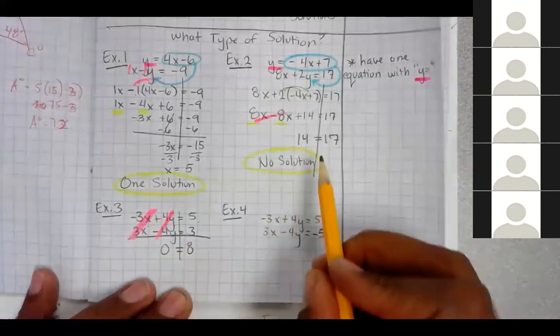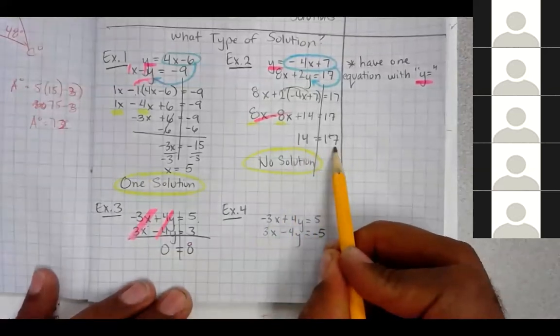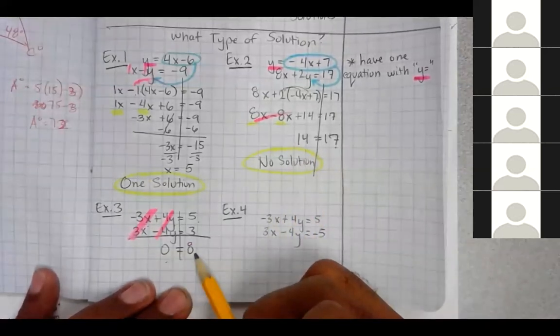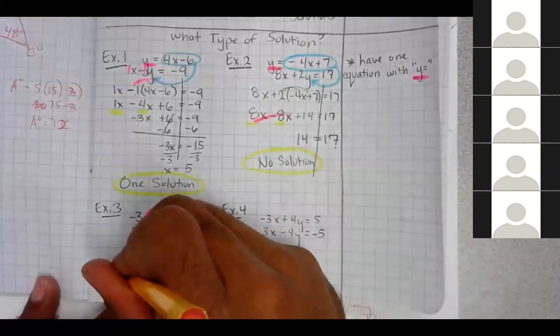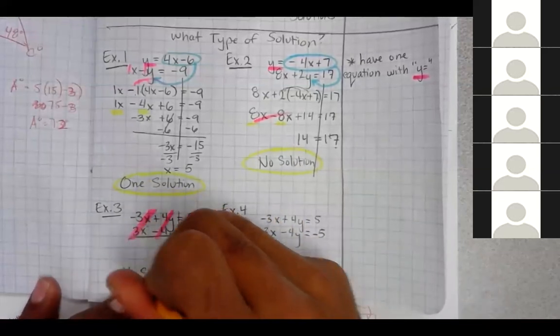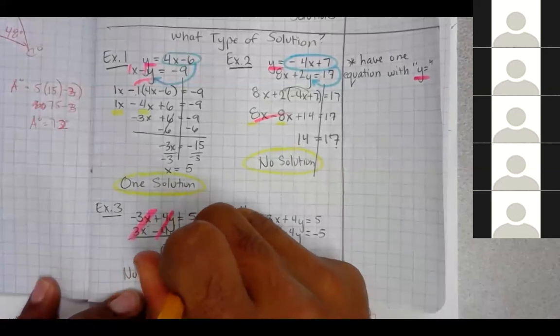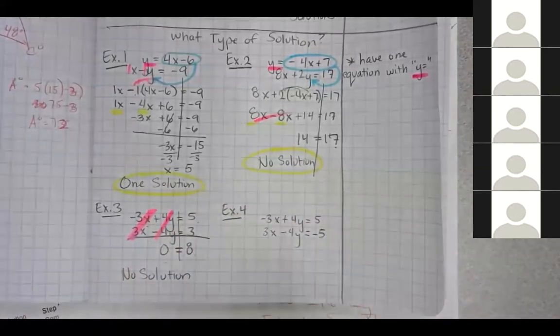So now again, I've got another untrue statement. 0 does not equal 8. So again, no solution. Once you get two numbers that don't equal each other, no solution.